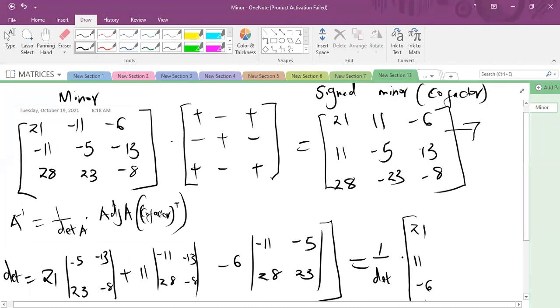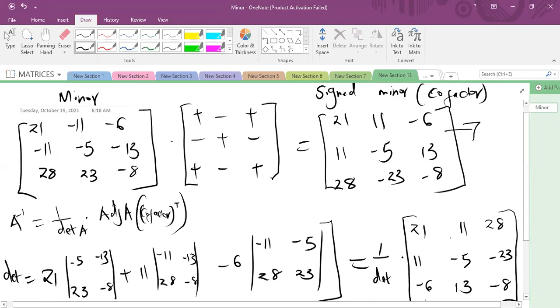And then this is our row 2. So we will have 11, minus 5, 13. This is our row 3. It will now become our column 3: 28, minus 23, minus 8. So if you evaluate this here and then divide it by whatever is in here, that will give you the answer. That will give you the answer of the inverse.